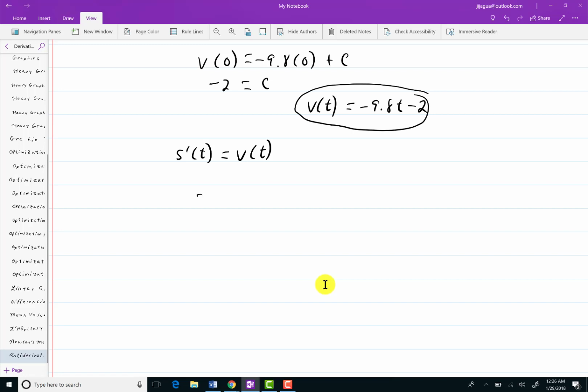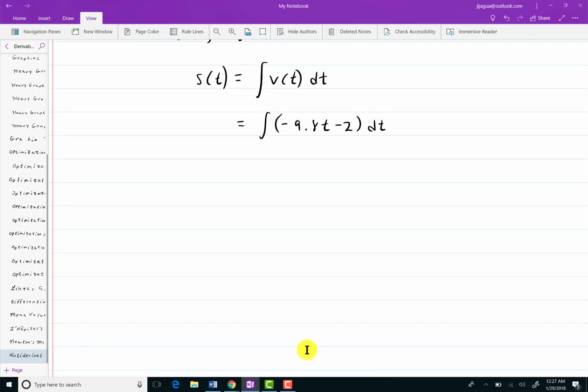Next, we make note that s prime of t equals v of t. To create an integral, s of t equals the integral of v of t dt. And now in place of v of t, I will put negative 9.8 t minus 2, and then don't forget the dt. Now we're ready to do the antiderivative. The negative 9.8 is no big deal. That's just a coefficient, I explained it before. You can just focus on the t.